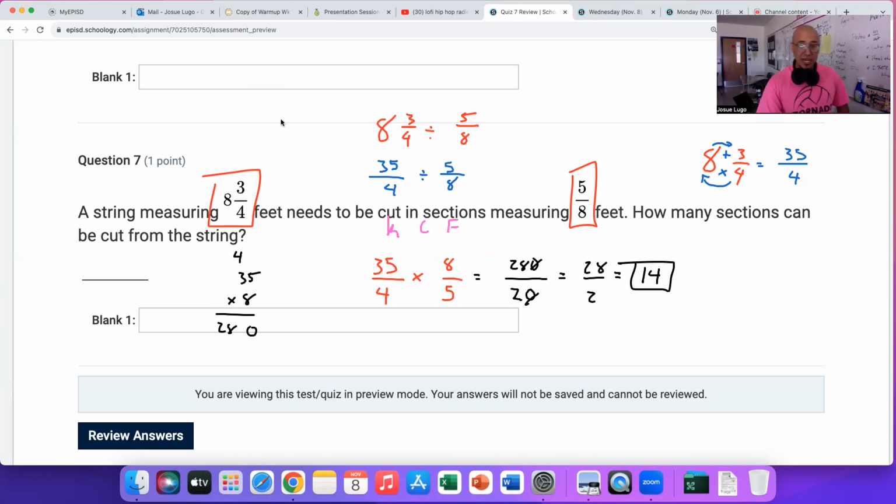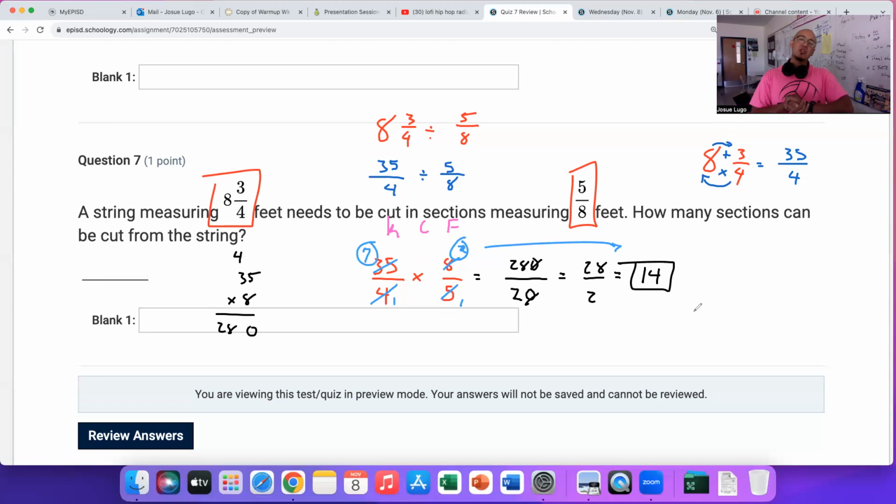Now, is there an easier way to do this? Of course. In fact, right here, 8 and 4 both have a 4, so if I divide 4 by 4, that's 1. 8 divided by 4 is 2. And then over here, ladies and gentlemen, this is just another way to do it. You don't have to do it this way, but 35 and 5 both are divisible by 5. 5 divided by 5 is 1. 35 divided by 5 is 7. So now what are we left with? 7 times 2, that's 14. 1 times 1 is 1. So that's it. 14, we get the same answer.